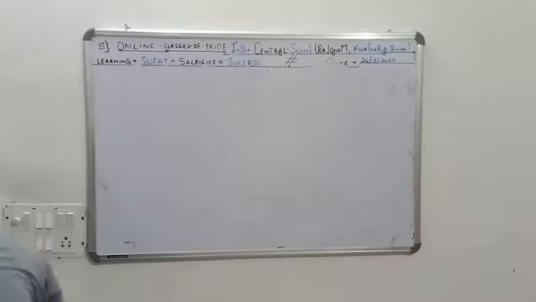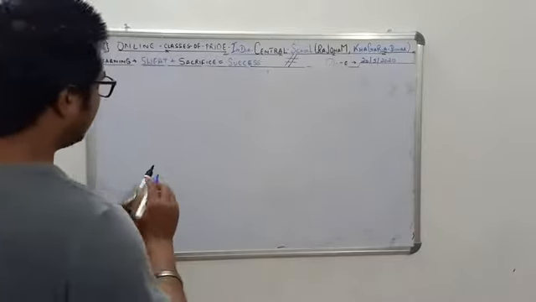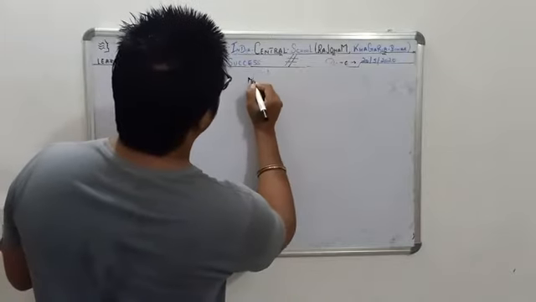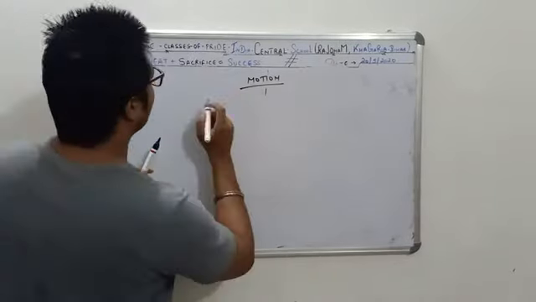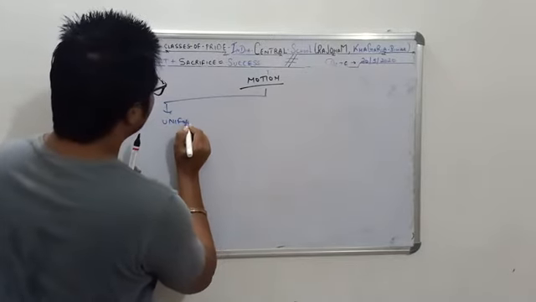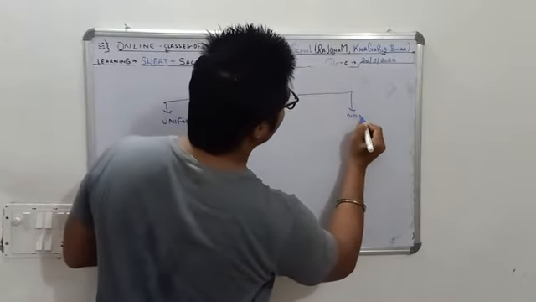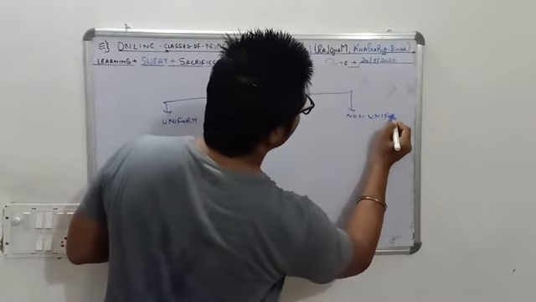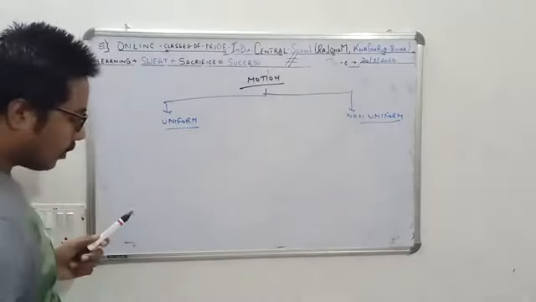Now the question arises about the two different types of motions. As I have told you, we will be learning about the two different types of motions. Number one is uniform motion. Number two is non-uniform motion. So there are these two important topics: uniform motion and non-uniform motion.